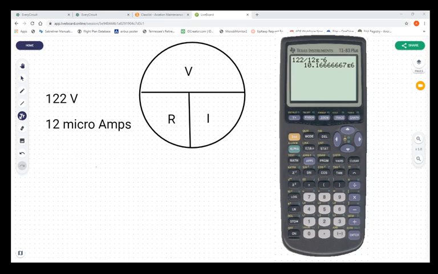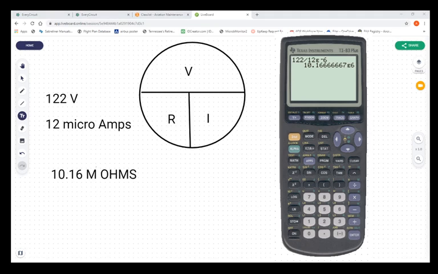All right, let's come down here. Let's keep up with that. 10.16 mega ohms. Now, that's a whole lot of resistance, but that's okay. It's for demonstrative purposes only.